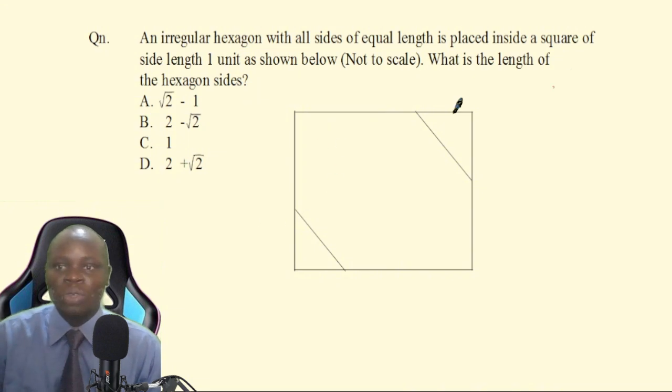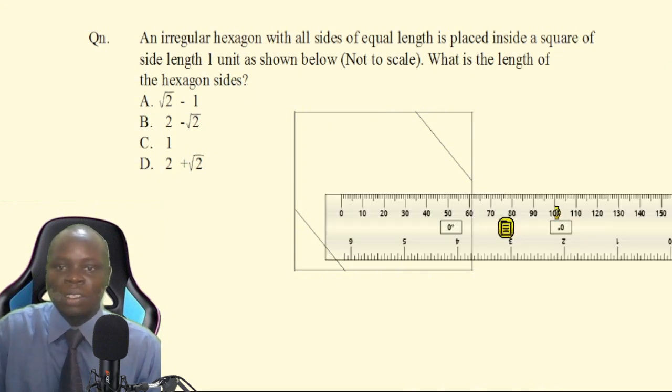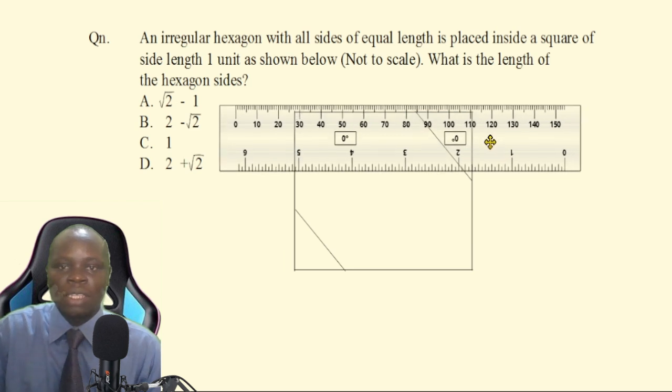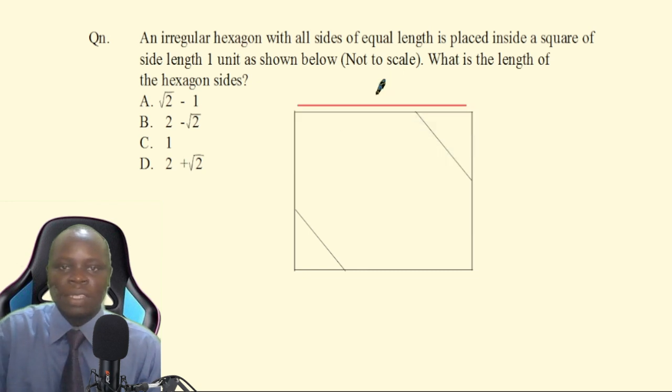Okay, so we have been told clearly that this square is 1 unit. So we can mark here that we have 1 unit, from the beginning of this to here. And remember, it's a square, meaning here is also 1 unit.